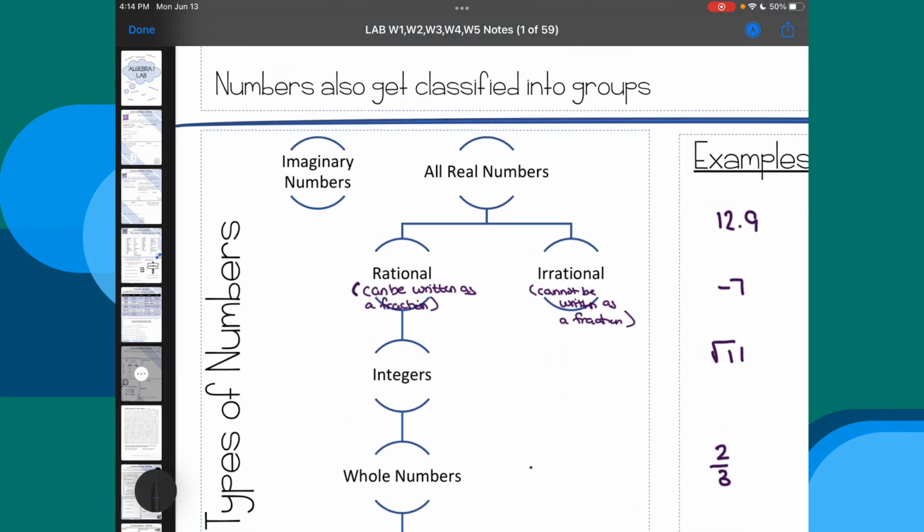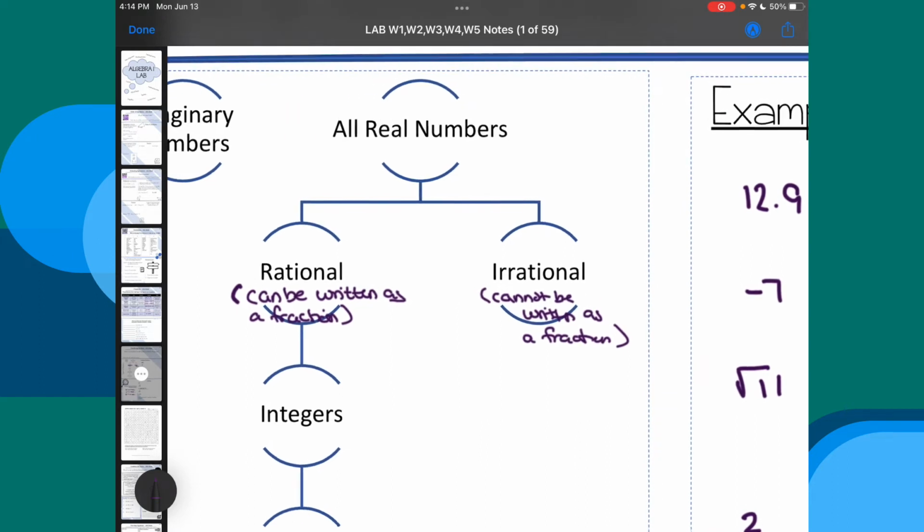There's two main categories of numbers, real numbers and imaginary numbers. In this class, we will focus on real numbers. Real numbers can get subcategorized into rational numbers. These are numbers that can be written as a fraction. They are decimals that either end, like 1.7, or decimals that repeat, like 1.252525, where that pattern repeats.